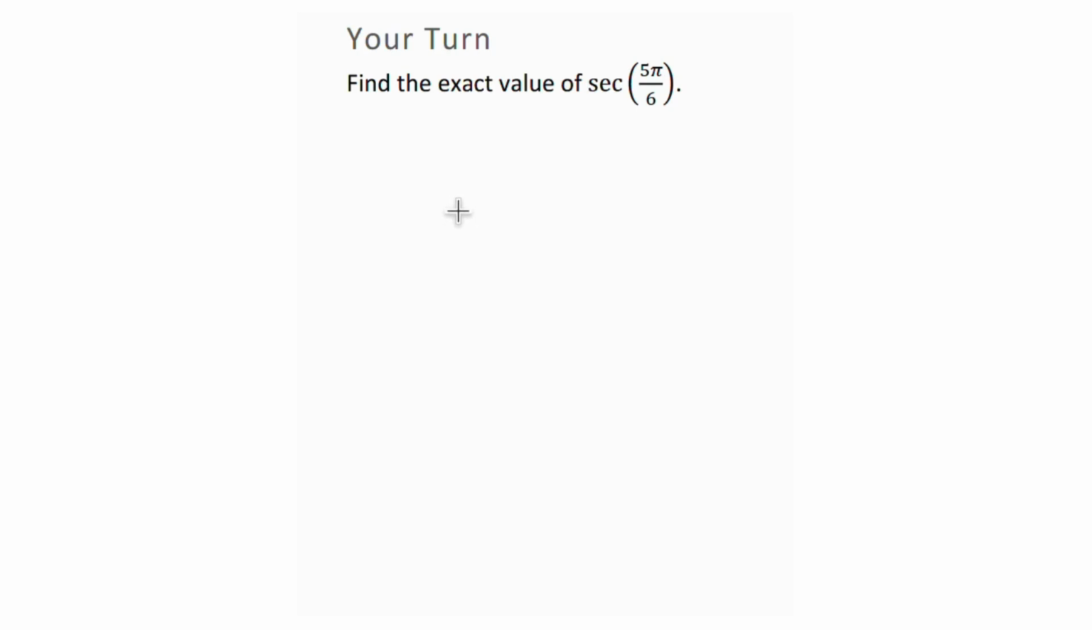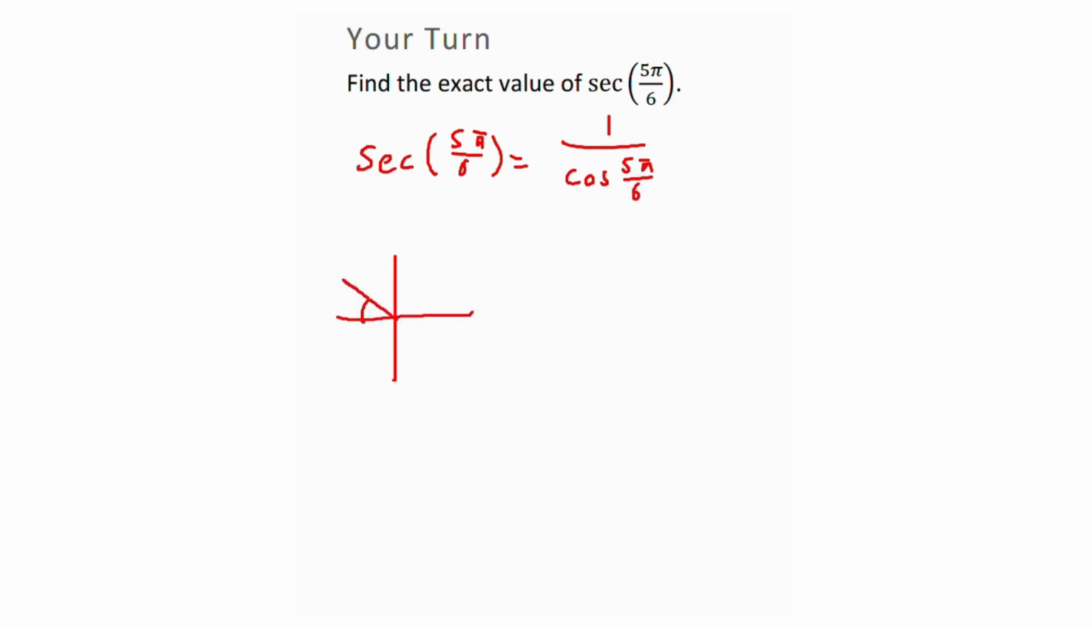Find the exact value of sec of 5 pi by 6. So first of all, recognizing that sec of 5 pi by 6 is equal to 1 over cos of 5 pi by 6. Now cos of 5 pi by 6, which quadrant are we in? We are over in quadrant 2, where this angle is pi by 6, but that's the sine quadrant.